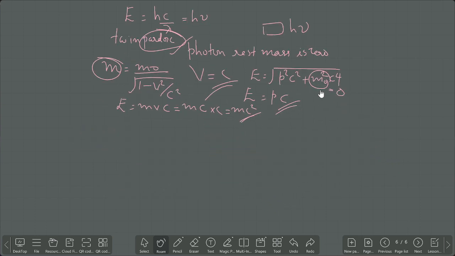And finally, what is your energy? mc square you can equate with h nu. H nu from where you know already. Energy of radiation you can write in terms of h into nu.